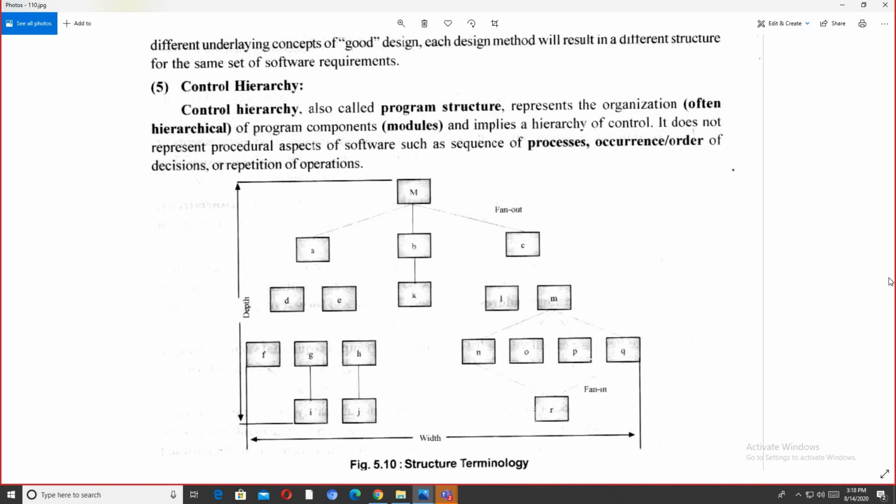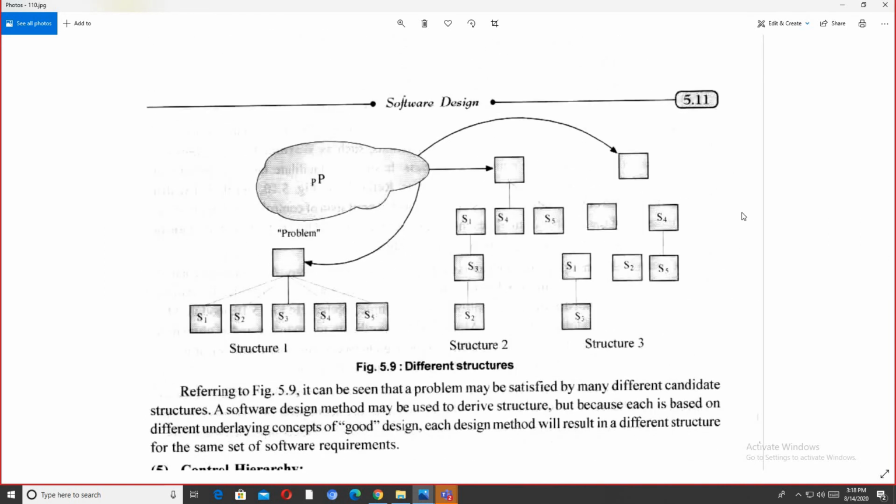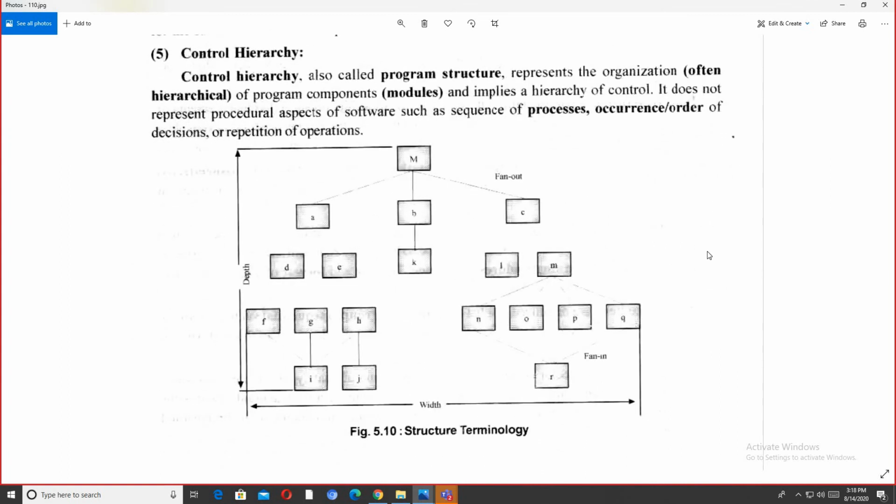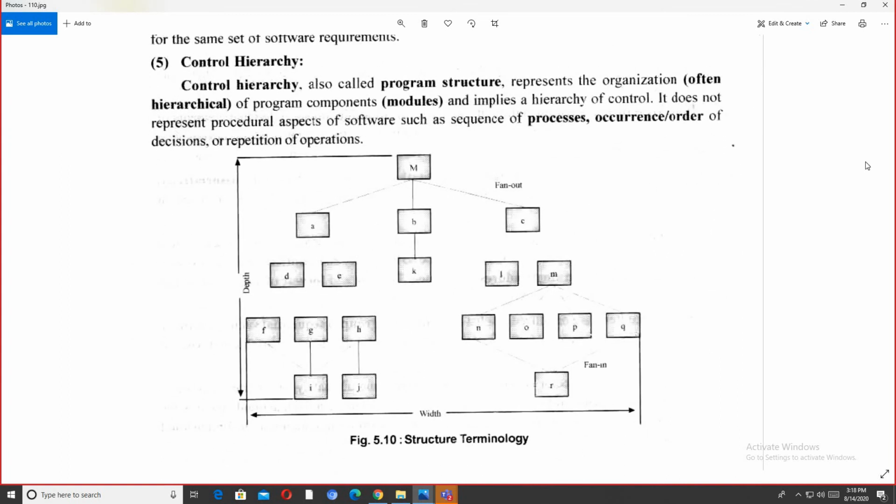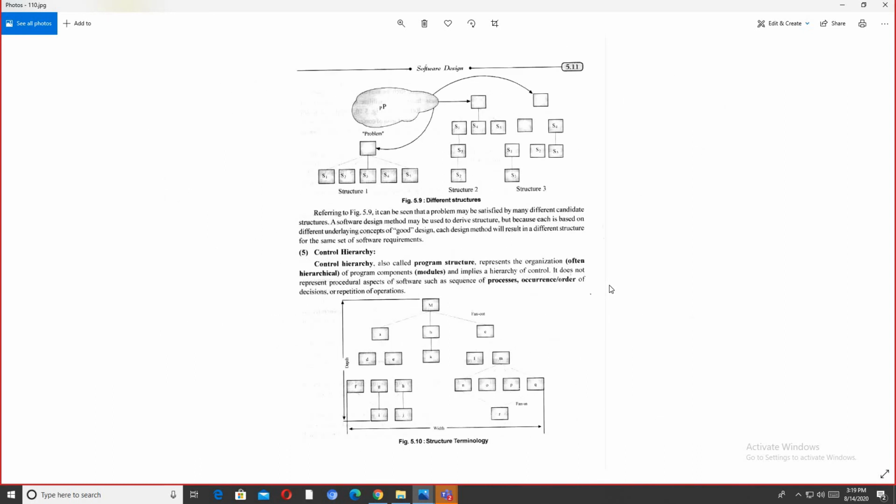It represents the organization. Now you will be able to clearly understand this diagram, which says that a structure can be anything. The control structure can be anything. The structure of the architecture can be anything. So just to make you understand, it is elaborated in such a way. Now, it contains the sequence of processes, the occurrence and order of decisions, and the repetitions of operations. These are three things it covers under the control hierarchy. We know what processes are, we understand what the occurrence or order of decisions will be, and we also understand what the repetitions of operation will be in this regard.